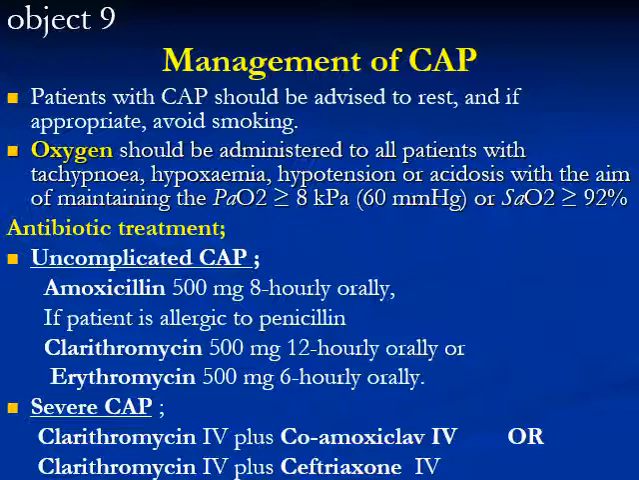If the patient is allergic to penicillin, because amoxicillin is of the penicillin group, we use erythromycin or clarithromycin. Clarithromycin is given 500 milligrams twice daily, orally, or erythromycin 500 milligrams 6 hourly, orally. This is for uncomplicated mild to moderate pneumonia. We start with amoxicillin; if the patient is allergic to it, we use clarithromycin or erythromycin.